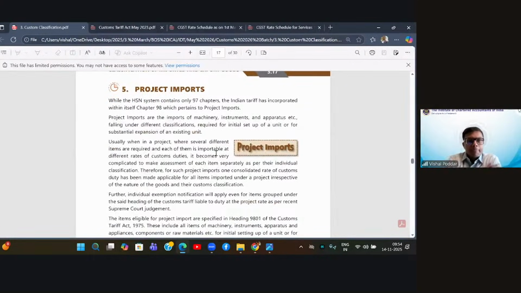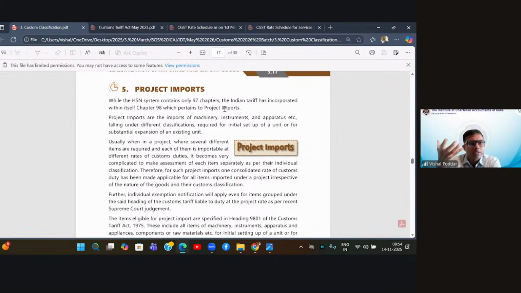Project imports. Now, what does project import cover? As we saw, you have a separate chapter, chapter 98, which specifically covers project imports. Firstly, what are project imports? Let us say I want to set up a nuclear facility in India. Setting up a nuclear facility requires different types of machines and components, so that I can design that entire place to work as a nuclear facility.